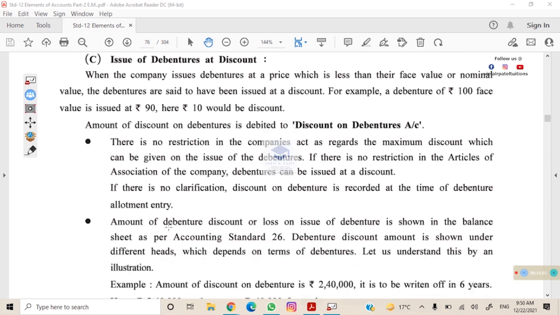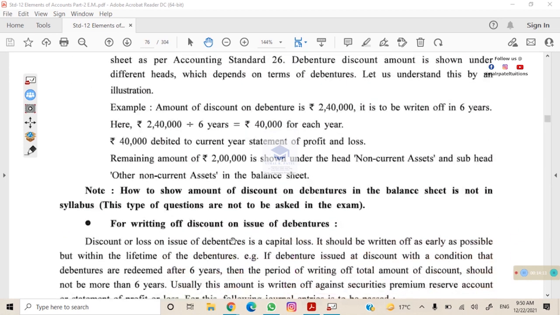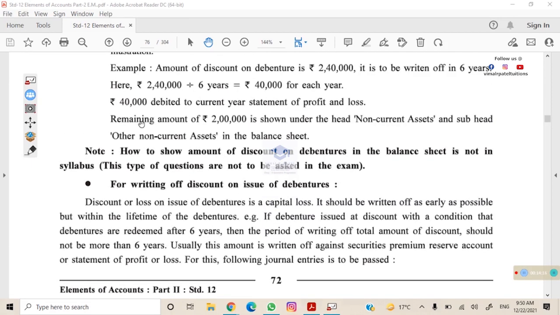Debenture discount or loss on issue of debenture is shown in balance sheet. Debenture discount amount is shown under the different head which depends on terms of debentures. Generally, debenture discount is shown under the head non-current asset and subhead other non-current asset.